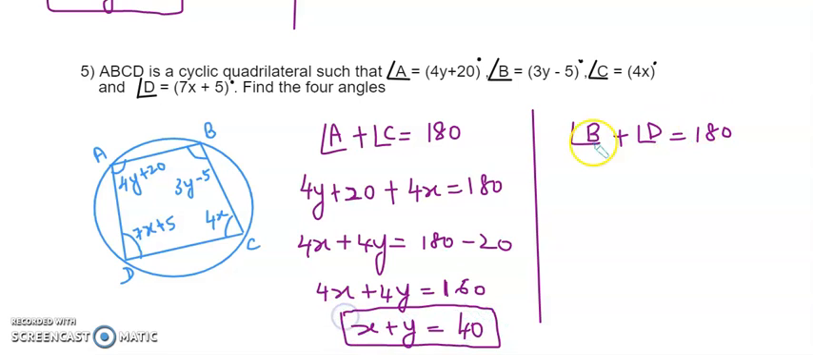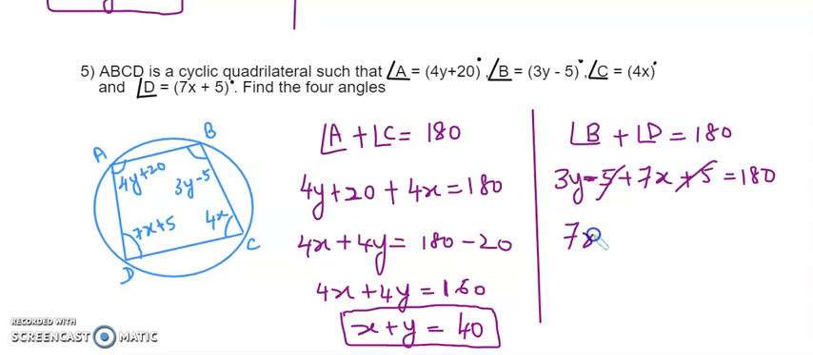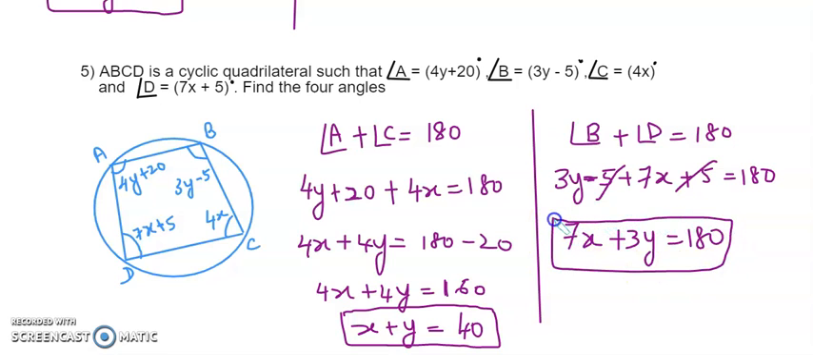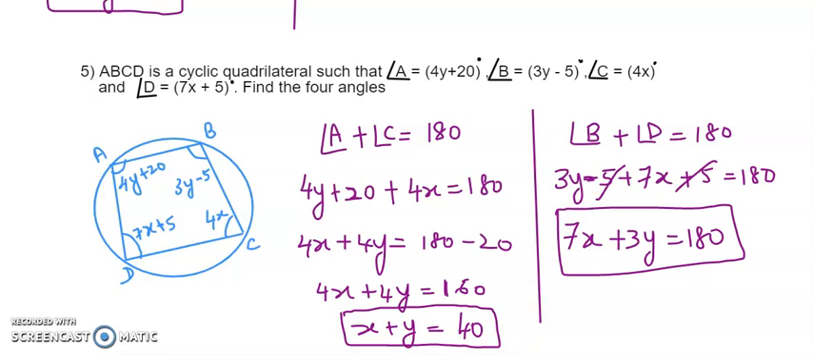Okay, let's talk about this one. What's my B? 3y minus 5. What's my D? 7x plus 5, equals 180. Plus 5 and minus 5 will get cancelled off. So I'm getting 7x plus 3y equals 180. That's my second equation. Correct? So you can solve it further.